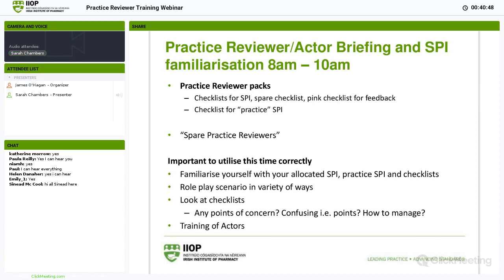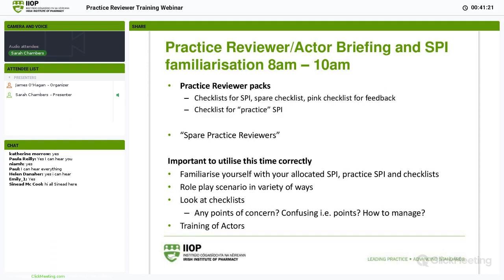So it's so important to use this time in the morning carefully, to familiarize yourself with the checklist, to practice the case and see how the checklist plays out. Really important to role play the scenario in a variety of ways, so to be really inquisitive. Maybe the first time you play it out, it's as you would have done it, and then maybe stop and think, another pharmacist may come at this from a different angle, or may say this in a different way, and how will that affect the checklist?